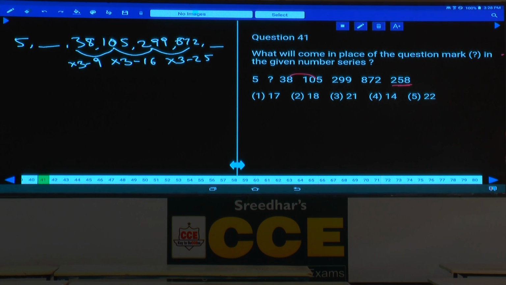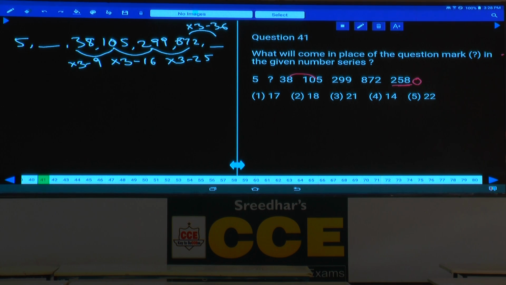And the next one must be into 3 minus 36. 872 into 3 minus 36 will be 2580. It is not 258. Okay, there is a printing mistake here. This number must be 2580.